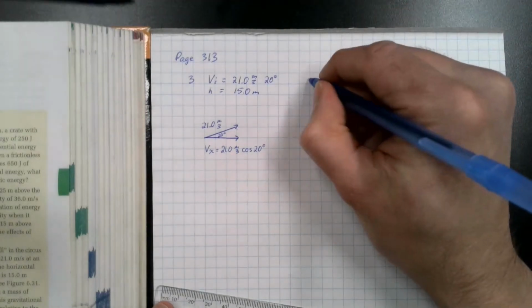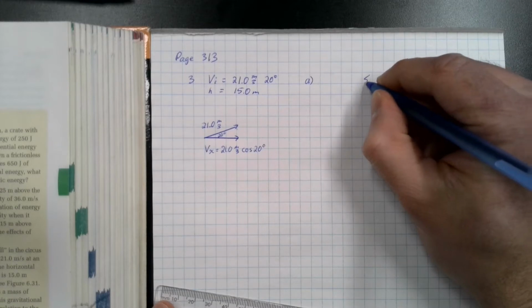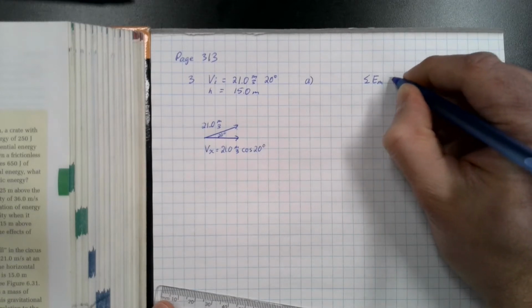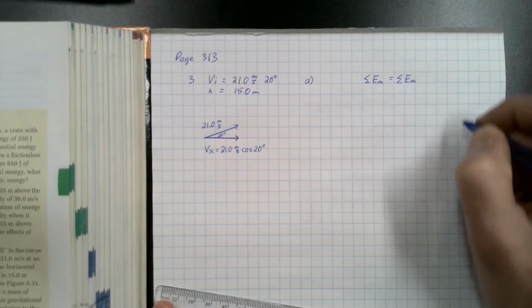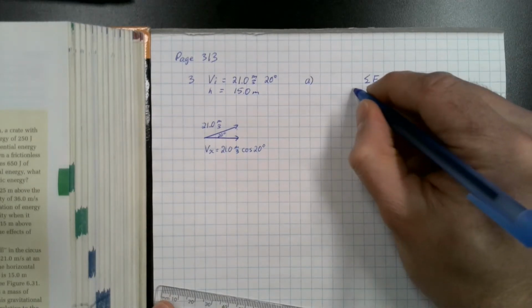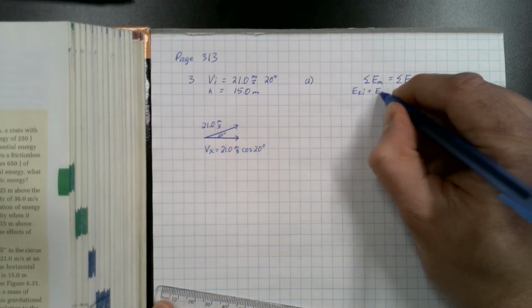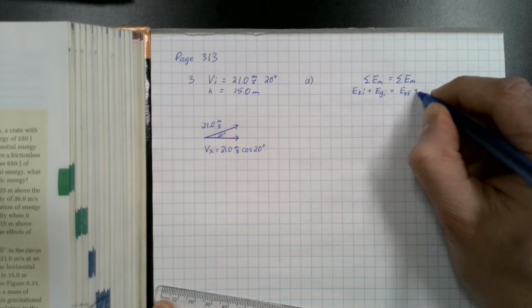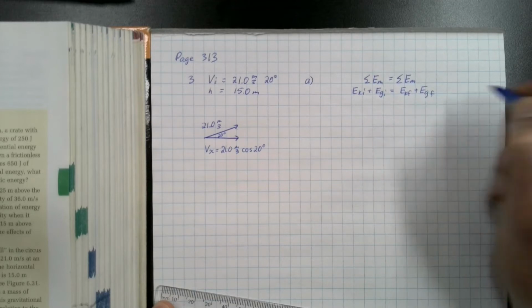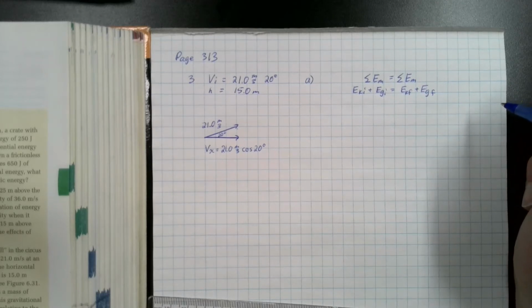So for part A, again, we need to use our law of conservation of energy. So the sum of the mechanical energy at the bottom will equal the sum of mechanical energies at the top. So initially, our person has kinetic energy. So kinetic energy initial plus gravitational energy initial will equal the kinetic energy final plus the gravitational potential energy final at the top.